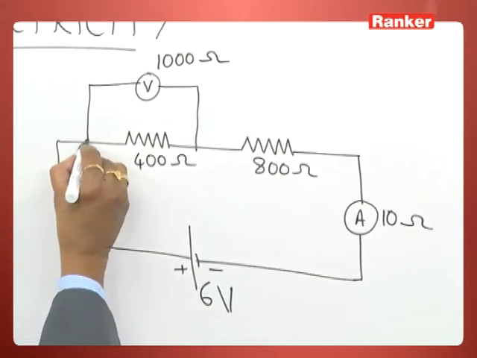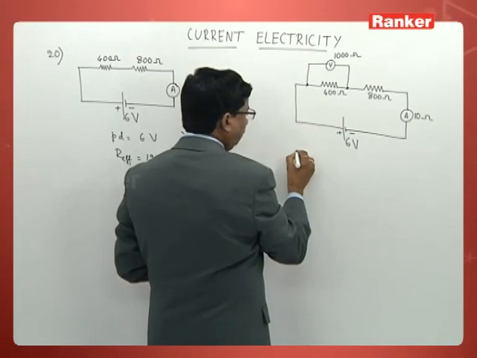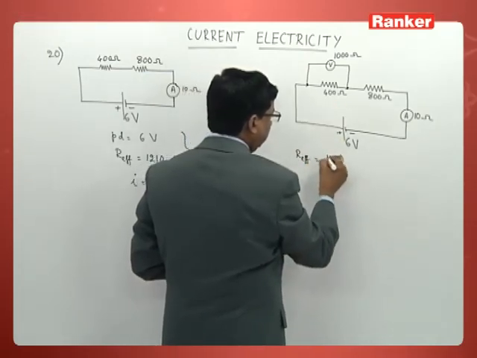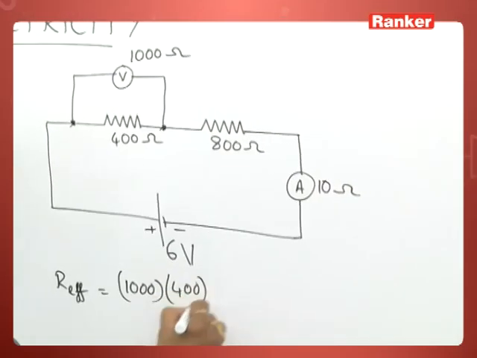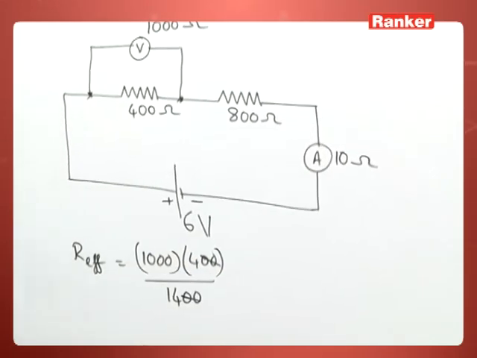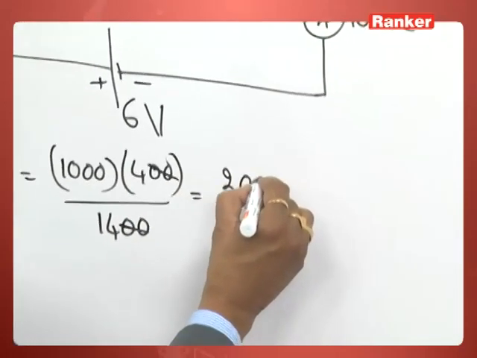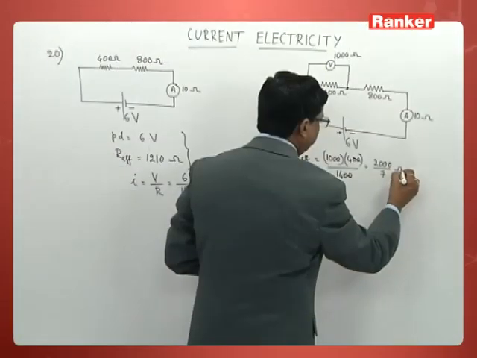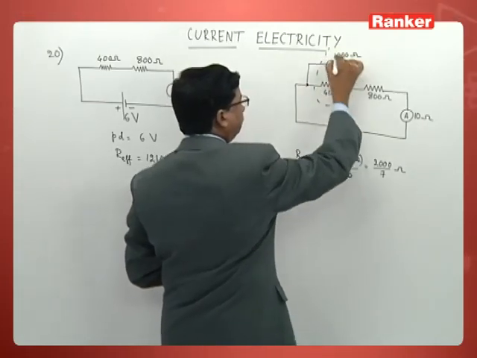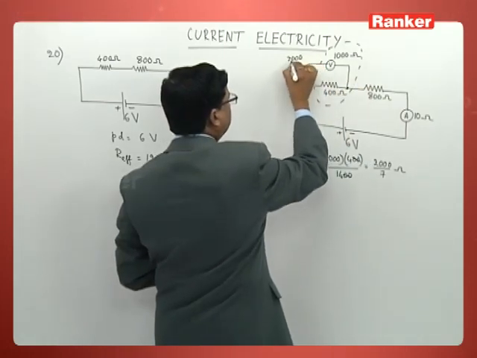Now first you estimate what is the effective resistance of this system. What is the effective resistance over here, please? It is 1000 into 400 divided by 1000 plus 400. You can now write this directly as 2000 by 7 ohm. That is the resistance over here. So if you take this particular part of it, its resistance is 2000 by 7 ohm.